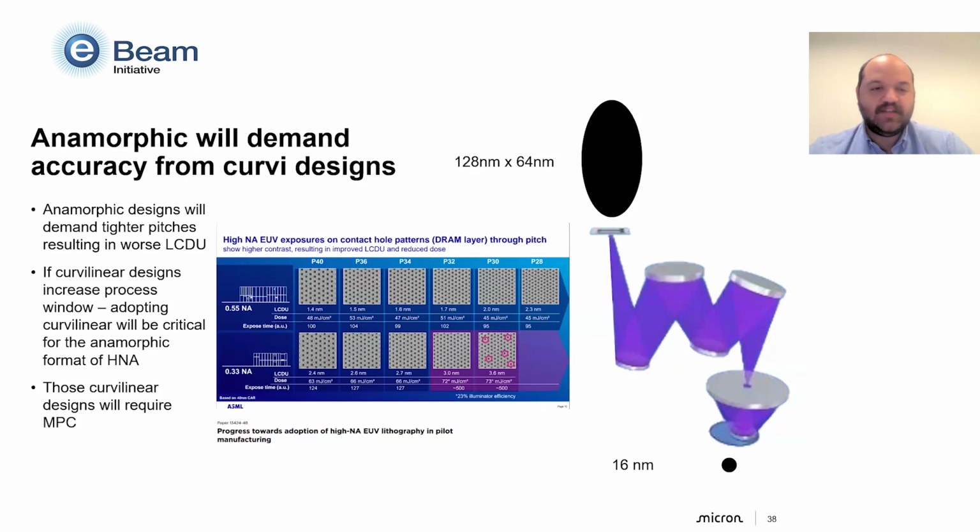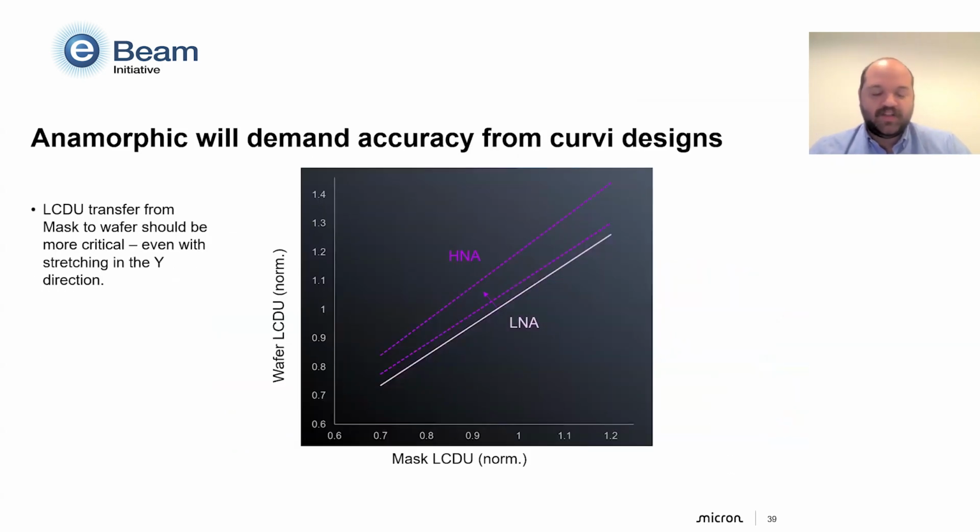So what does this mean for MPC? LCDU transfer from mask to wafer will be more critical even with Y stretching. So as we go from low NA to high NA, we'll have either a steeper slope or a change in offset of transfer, but we certainly don't expect high NA LCDU transfer to be better than low NA, even with the anamorphic Y stretching.